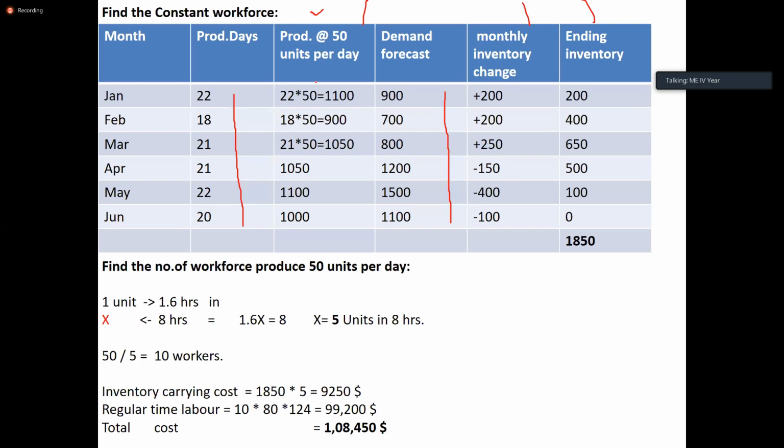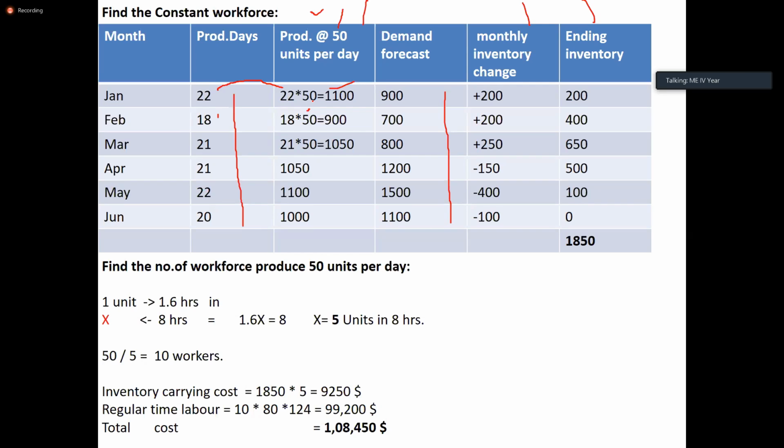Okay, we know that per day we can manufacture only 50, but over the whole month how many can we make? That is 22 into 50, so you will get 1100. Similarly, in February, 18 working days, and each day I can make 50. This 50 is constant for the complete 6 months. Per day you have to make 50 products.